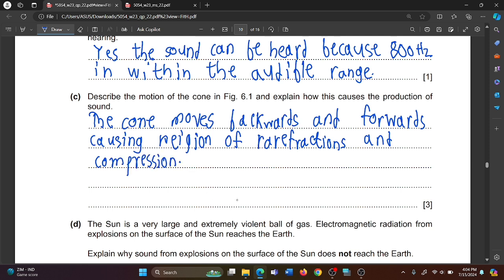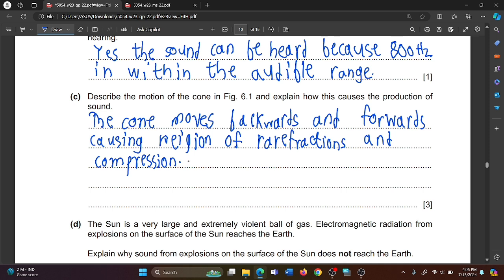So we got the 2 marks. And for the final mark, we need to write what. Let's look at the question again. Describe the motion of the cone and explain how this causes the production of the sound. So we described the motion of the cone, that is move backwards and forwards. For the first mark we wrote how the cone moves, and for the next 2 marks we're going to write how sound is produced. So I wrote causing region of rarefactions and compression, that is for the second mark.